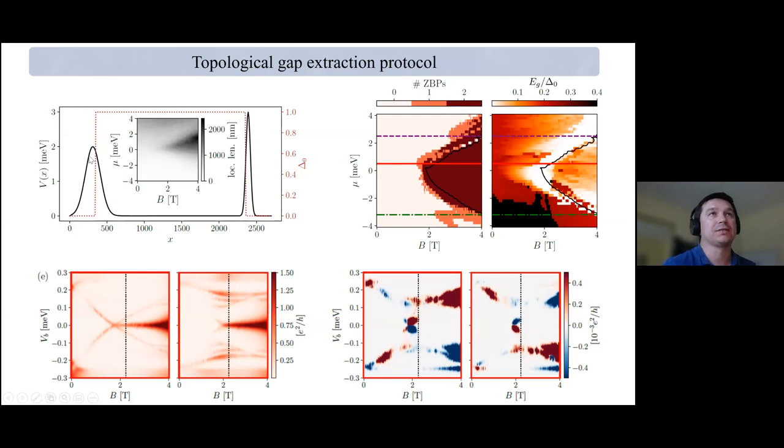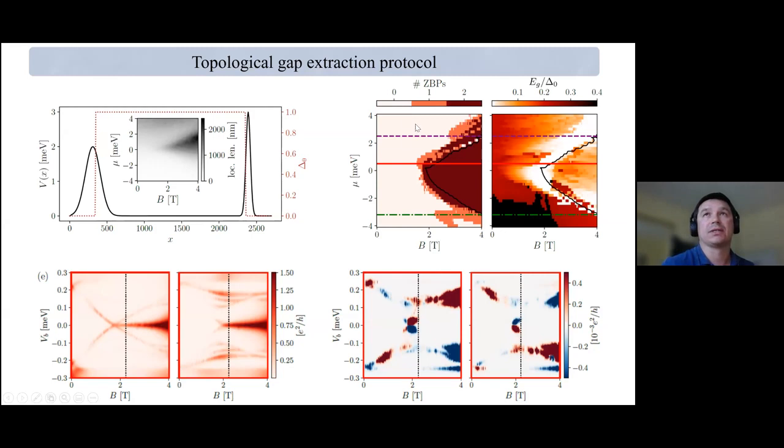So here's the device. There are different barriers on the left and on the right of the device. The length of the device is about 2 to 3 microns. And here is the localization length. Normal state localization length is a function of field and chemical potential. So if I look in the right regime, this is the result of the topological gap protocol extraction procedure, which basically maps the phase diagram into different phases.